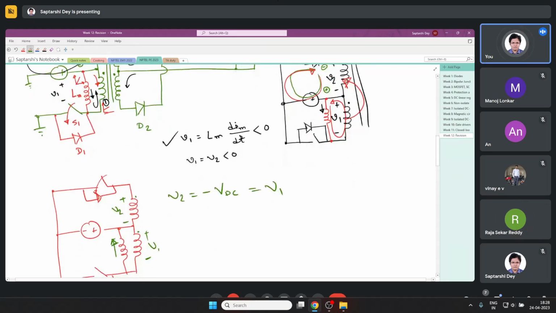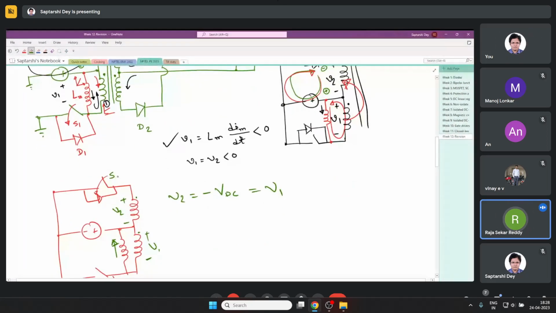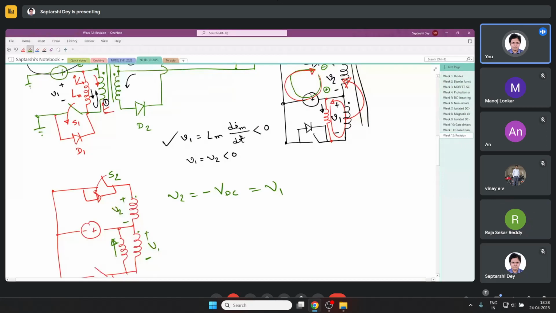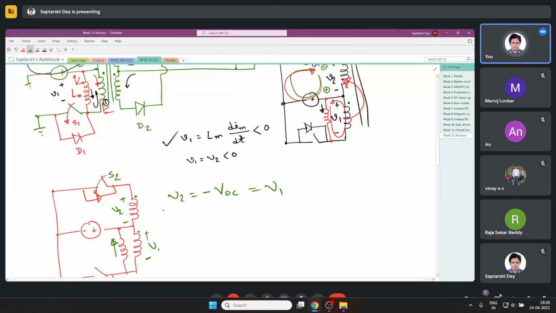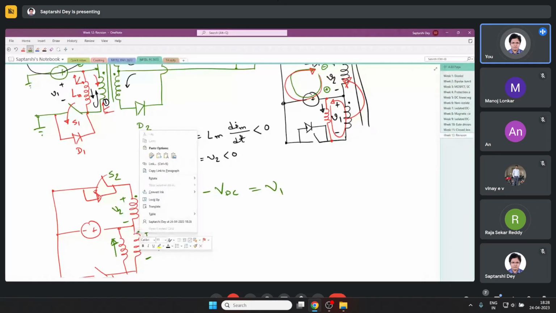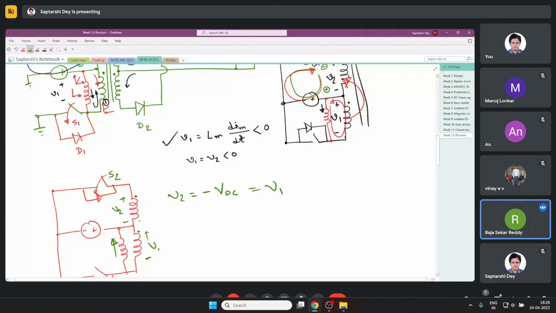See, S2 is closed now. If S2 is closed, what is V2? V2 is minus VDC. And V2 is equal to V1 depending on the dot convention. The way I have given the dot convention, based on that I have to write V2 is equal to V1. Okay. So V1 is minus VDC.